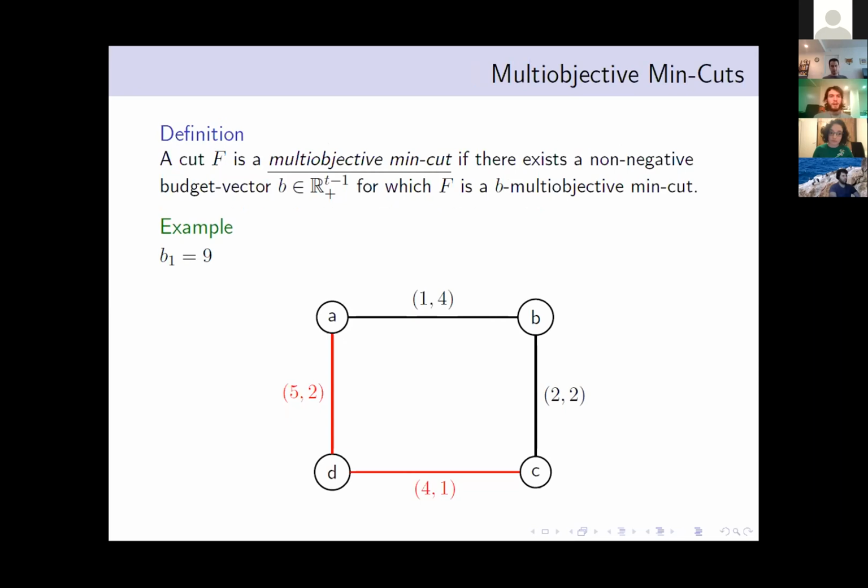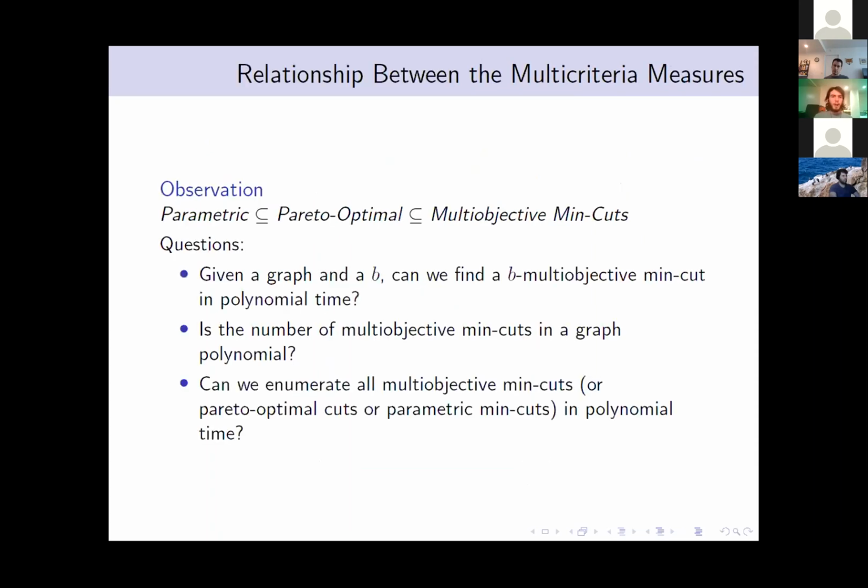And then finally, we define the multi-objective min-cut problem. We're not given a budget vector, and we want to find a cut that's a B multi-objective min-cut for any B. It turns out that every parametric min-cut is Pareto optimal, and every Pareto optimal cut is a multi-objective min-cut. And we can easily find a parametric min-cut by just choosing arbitrary weights and running a regular min-cut algorithm. So this means that we can efficiently find any of these 3 types of cuts. So the only interesting find-a-cut question is, can we find a B multi-objective min-cut given a specific B?